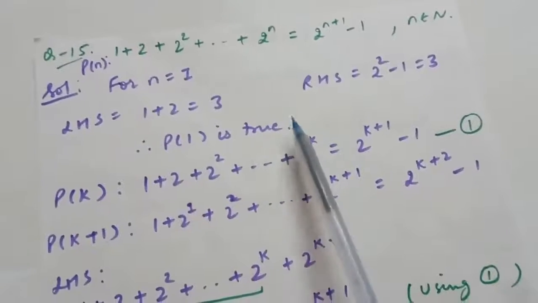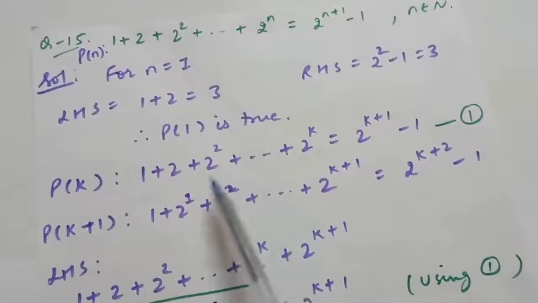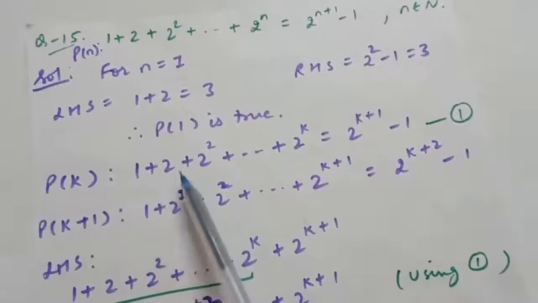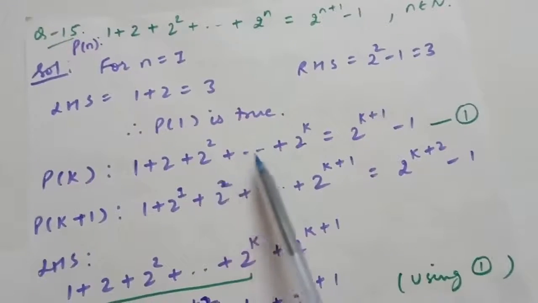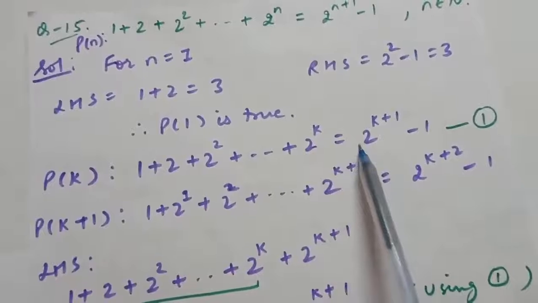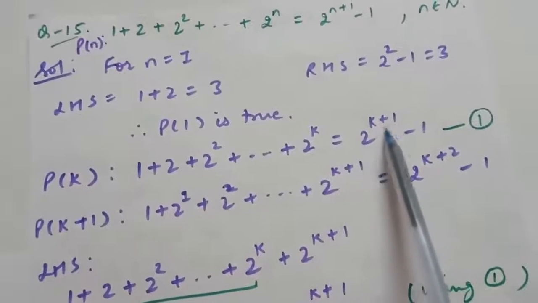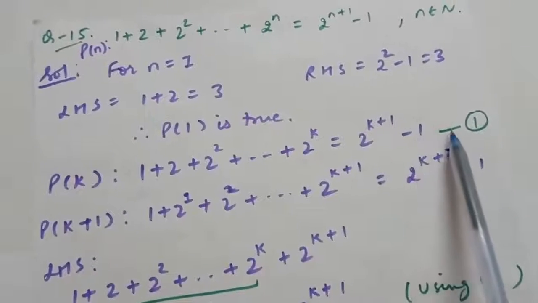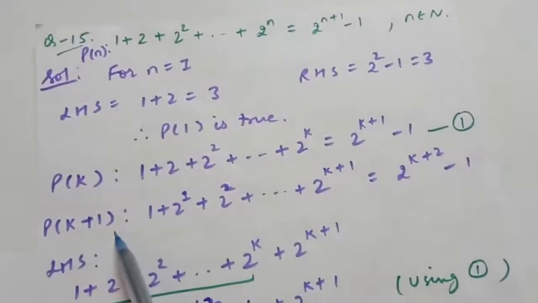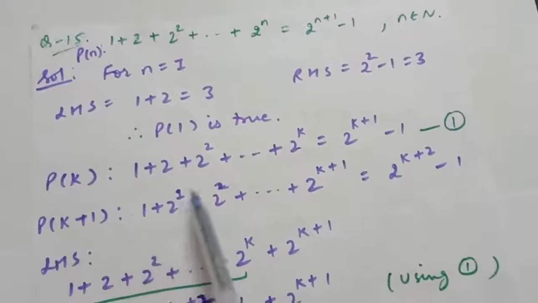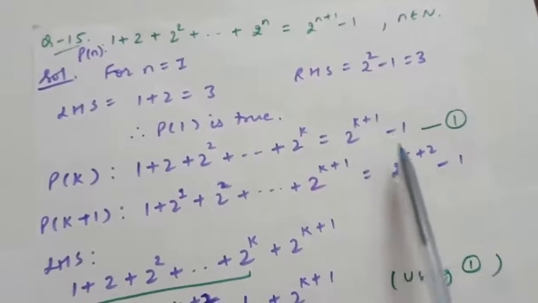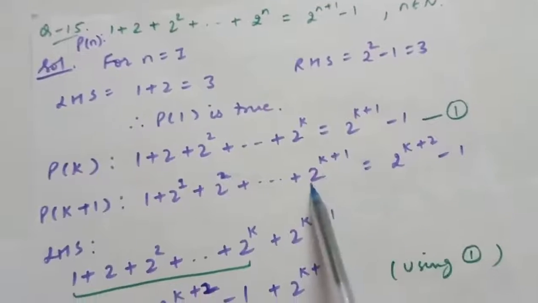Therefore P(1) is true. Assuming P(k) is true, in place of n just put k, you will get 1 plus 2 square plus so on up to 2 raised to the power k is equal to 2 raised to the power k plus 1 minus 1, and let this be 1. Now we have to show that P(k+1) is also true. So in place of k just put k plus 1. So this will become k plus 2. Now we have to show this.